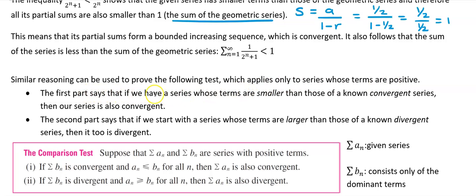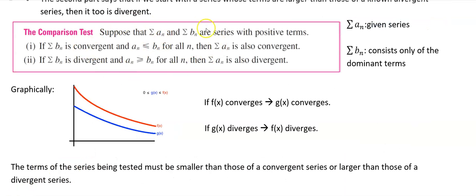The first part says that if we have a series whose terms are smaller than that of a known convergent series, then the series is also convergent. The second part states that if we have a series whose terms are larger than that of a known divergent series, then it too is divergent. So let's take a moment and really break that down.